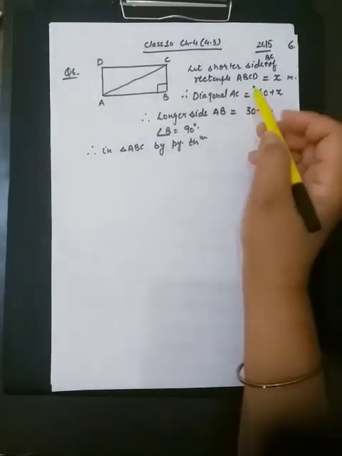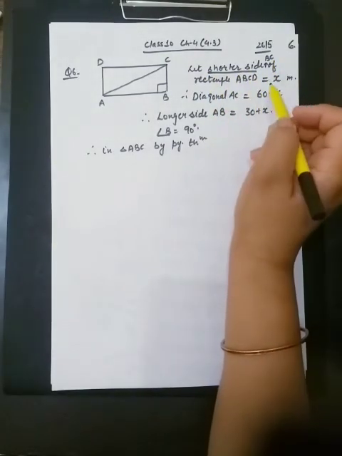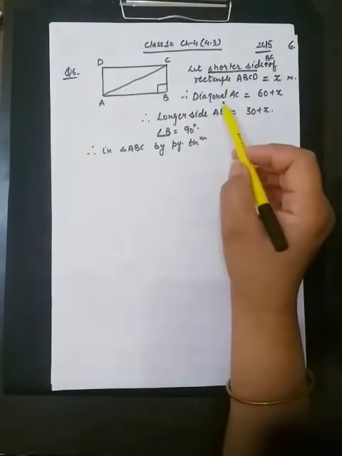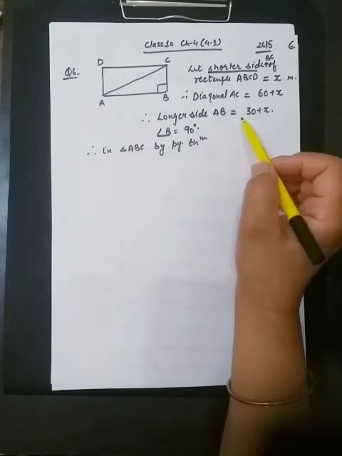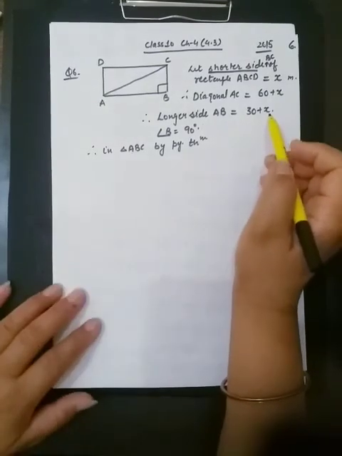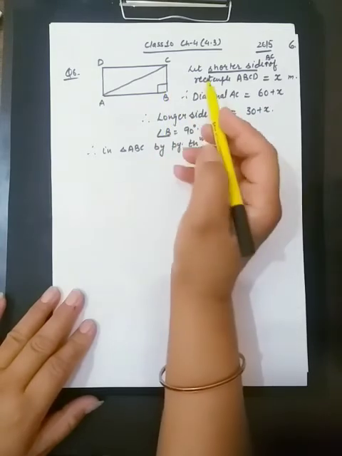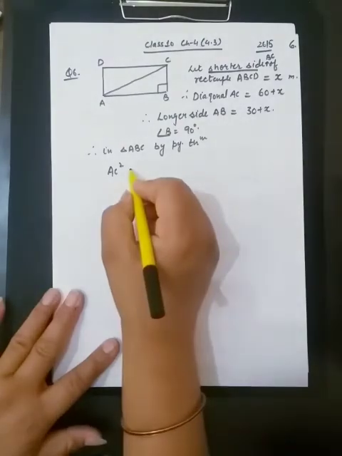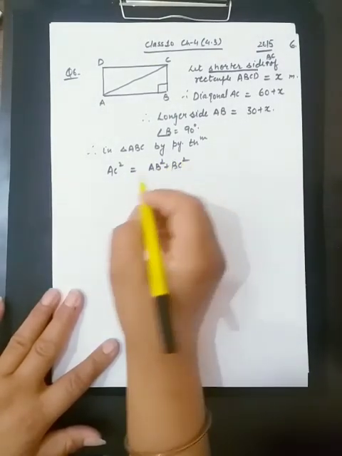So we have to suppose the shorter side, that is BC, of rectangle ABCD. Here you can draw the figure also. So diagonal AC according to the question is 60 plus x meters and the longer side AB is 30 plus x. Now triangle ABC is a right angle triangle, so we can apply the Pythagoras theorem on this triangle. And by using that theorem, we have AC square is equal to AB square plus BC square.